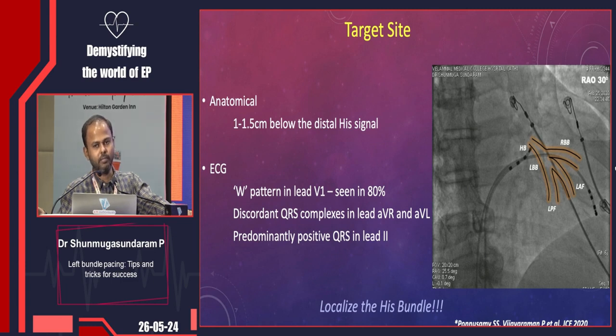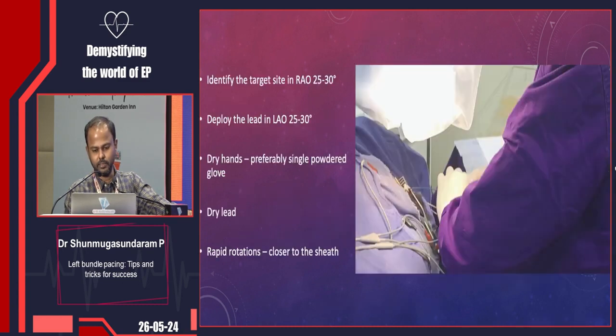For double confirmation, we can use the electrocardiographic marker. Pace from the right side of the septum. You have to have a W pattern in lead V1 along with the discordant QRS complexes in aVL and aVR. Lead 2 will determine whether you are going to capture the left main bundle or the posterior fascicles. If the pre-implantation QRS has a predominantly positive lead 2, that means you will be capturing the main trunk. On the other hand, if the RV septal pacing generates a negative lead 2, you will end up capturing the posterior fascicles.